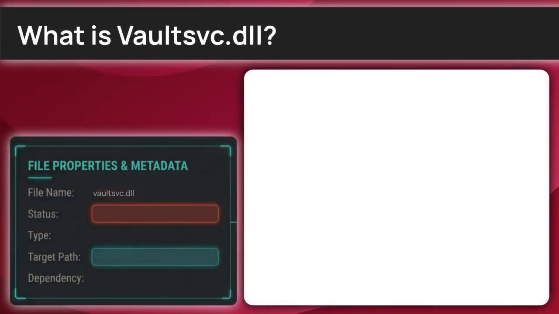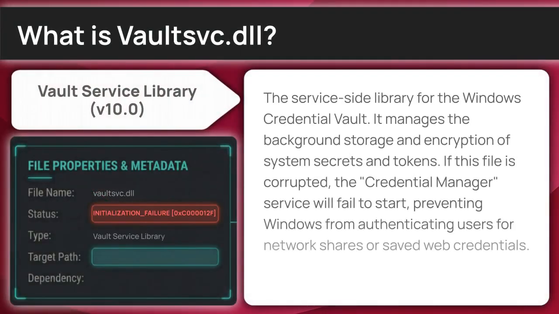This is the Vault Service Module, the service-side library for the Windows Credential Vault. It manages the background storage and encryption of system secrets and tokens. If this file is corrupted, the Credential Manager service will fail to start, preventing Windows from authenticating users for network shares or saved web credentials.